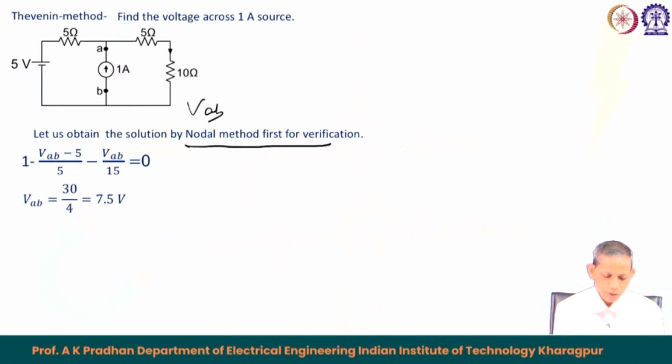So, if I go by the nodal method, this is one node only. So, I can say that 1 ampere is entering positive, VAB I am taking as the voltage, VAB minus 5 by 5, this is negative, current going this way, VAB upon 15 minus VAB upon 15, that equals 0. So, the nodal equation, KCL, gives us VAB to be 7.5 volt.